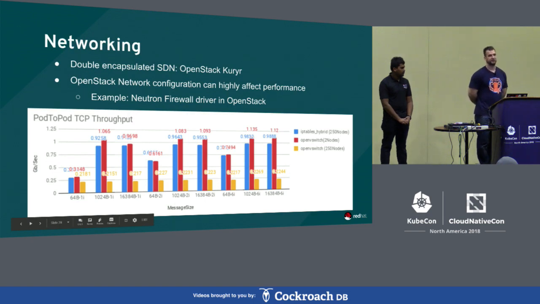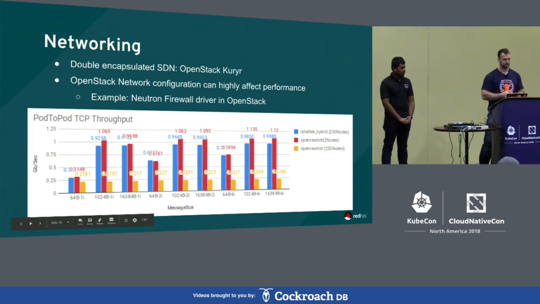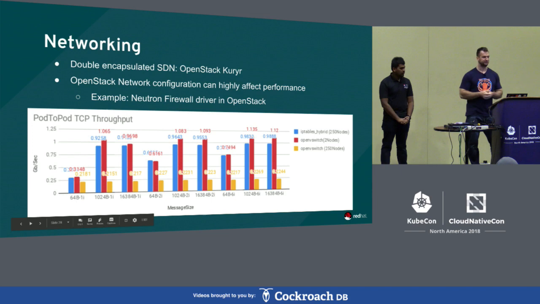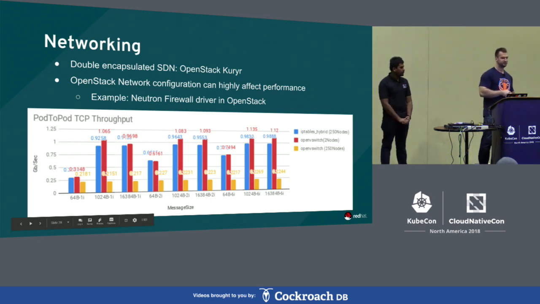Networking is actually a relatively complicated topic with OpenShift on OpenStack because each of these products carries their own SDN. So this introduces a problem that we refer to as double encapsulation. Needless to say, that is not great for performance. We use, among other tools, uperf to benchmark node-to-node, service-to-service, and pod-to-pod throughput and latency for both TCP and UDP connections.